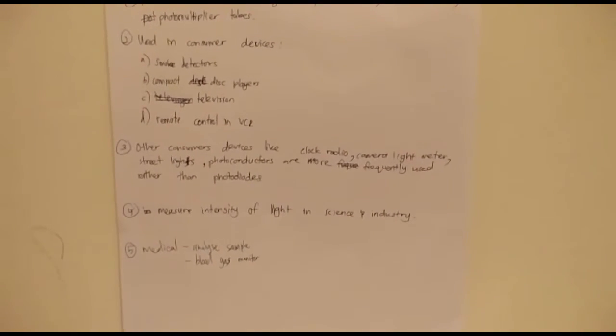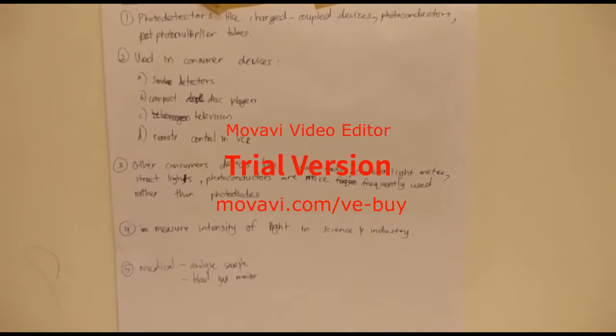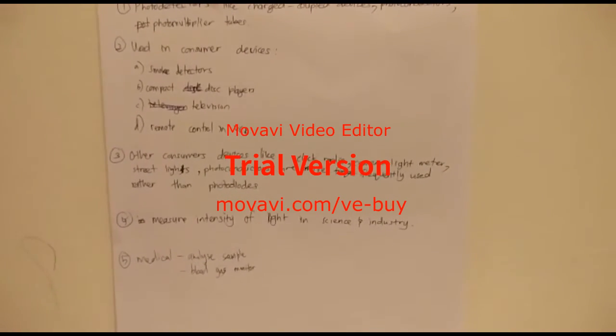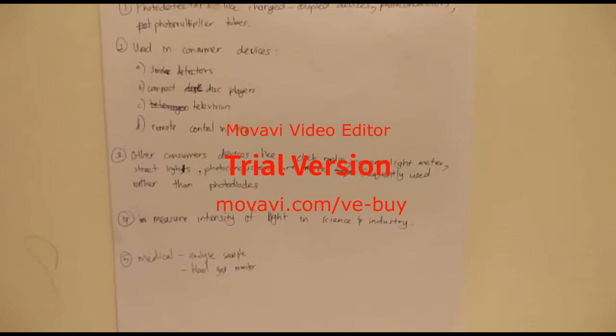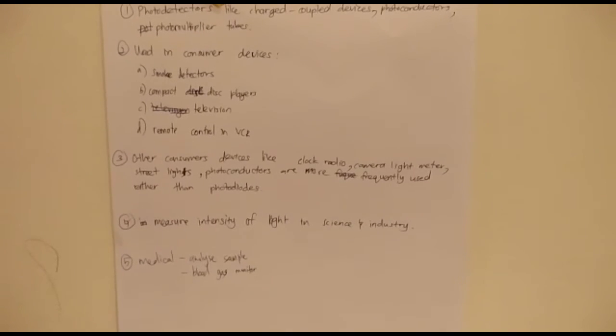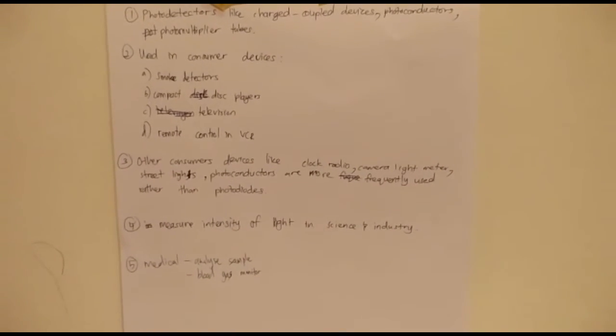Then coming back to the applications, in other consumer devices like clocks, radios, camera light meters, and street lights, photoconductors are most frequently used rather than photodiodes. Besides that, photodiodes are frequently used for exact measurement of the intensity of light in science and industry. Generally, they have an enhanced, more linear response than photoconductors.